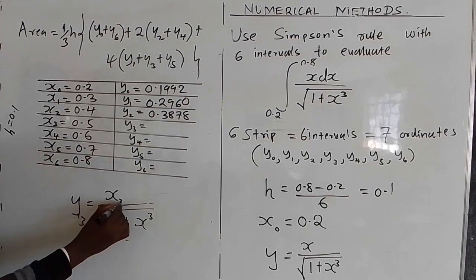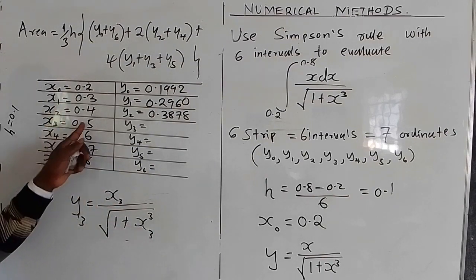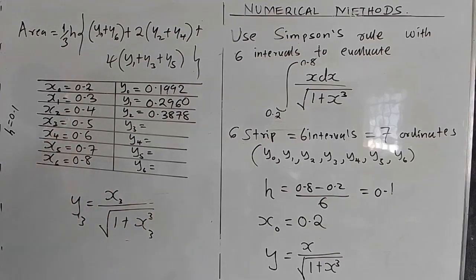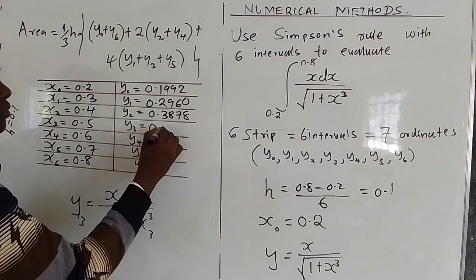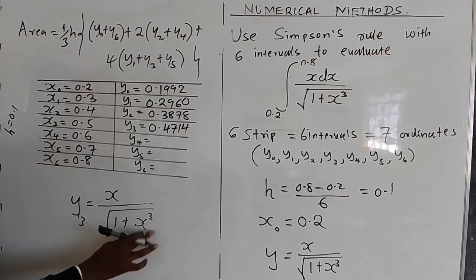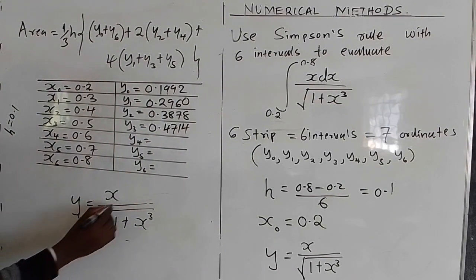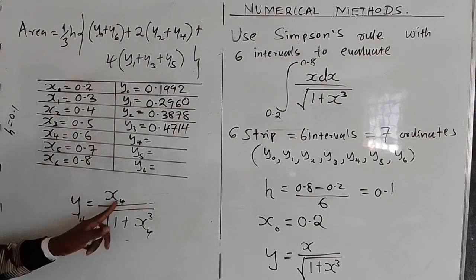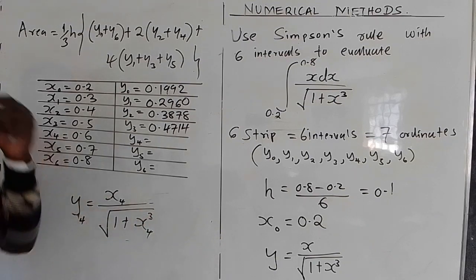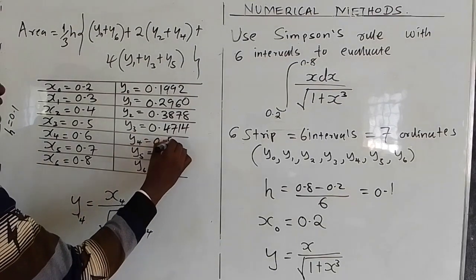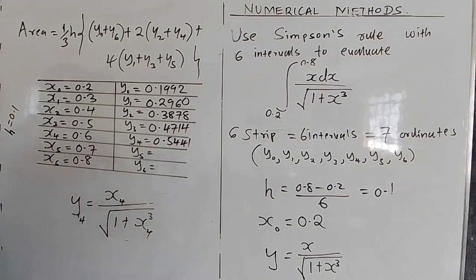Like that, you do it again for y3. You put x3, which is 0.5, over the square root of 1 plus 0.5 cubed. What do you get? 0.47114. Then you move to y4, you put x4 there, isn't it? So x4 will be 0.6 over the square root of 1 plus 0.6 cubed. What do you have? 0.5441.